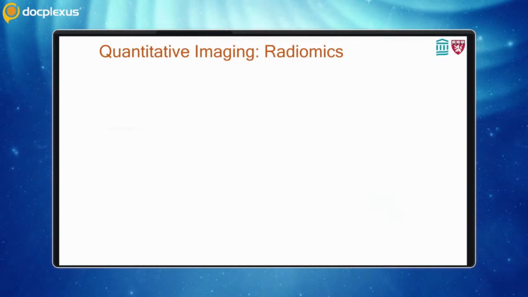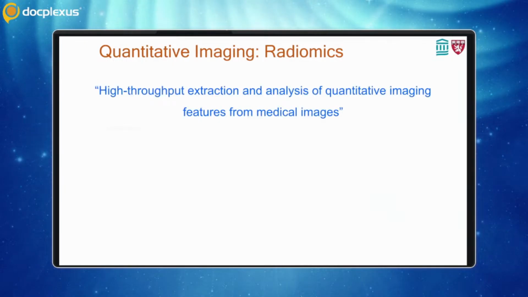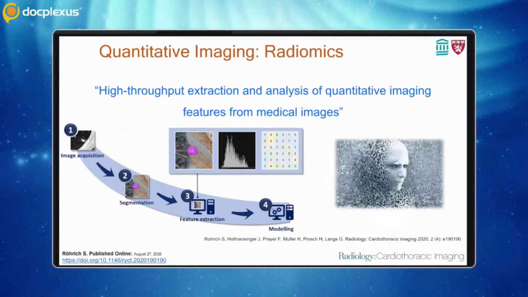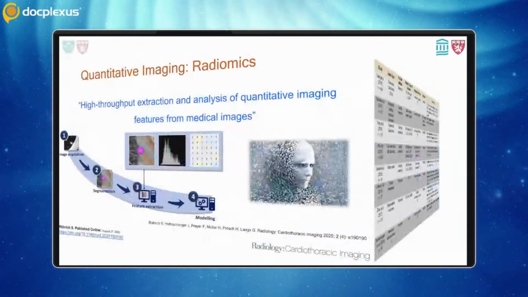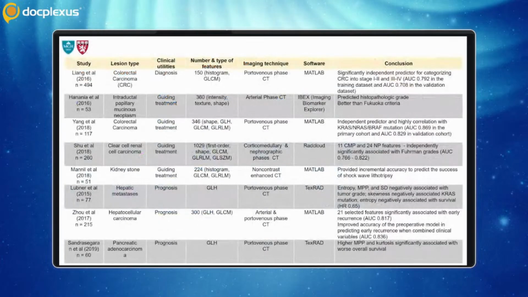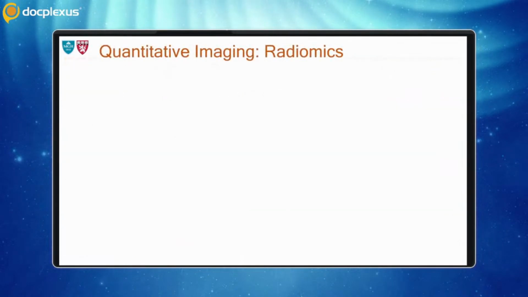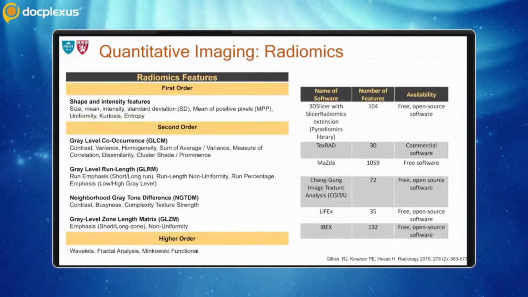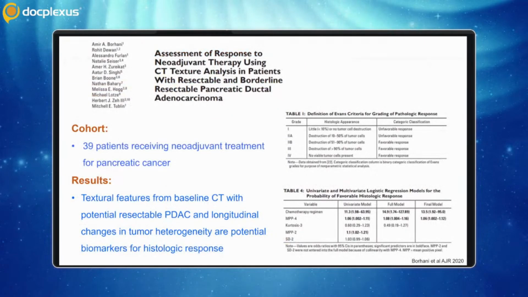Now, radiomics refers to high throughput extraction and analysis of quantitative imaging features from medical images. It's a huge field. There are multiple different types of quantitative imaging parameters in radiomics which allow characterization of different diseases. From the perspective of pancreatic cancer, there's a lot of interest in using radiomics for better characterizing response assessment in those patients who undergo neoadjuvant treatment.